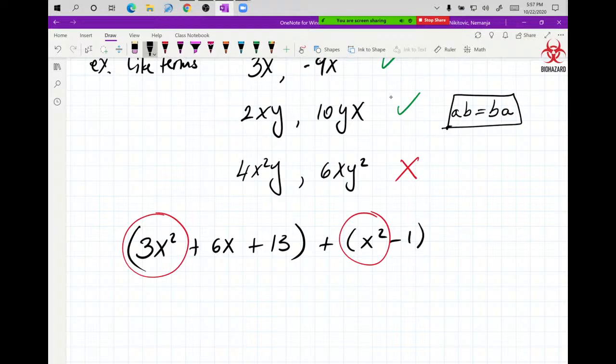So we're going to have over here 3x squared plus x squared. Then, why did I write this? We have 4. We already discussed this, right?